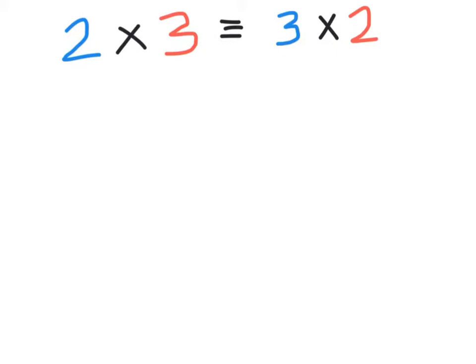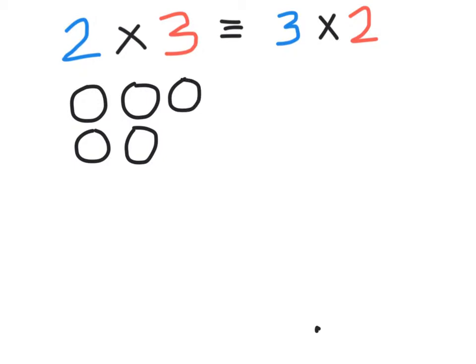2 times 3 could mean 2 lots of 3, or it could mean 2, 3 times. I tend to teach multiplication as 2, 3 times. Let me show you what that would look like. 1, 2, and I'm doing that 3 times. So that's 2 times 3. That's 2, 3 times.